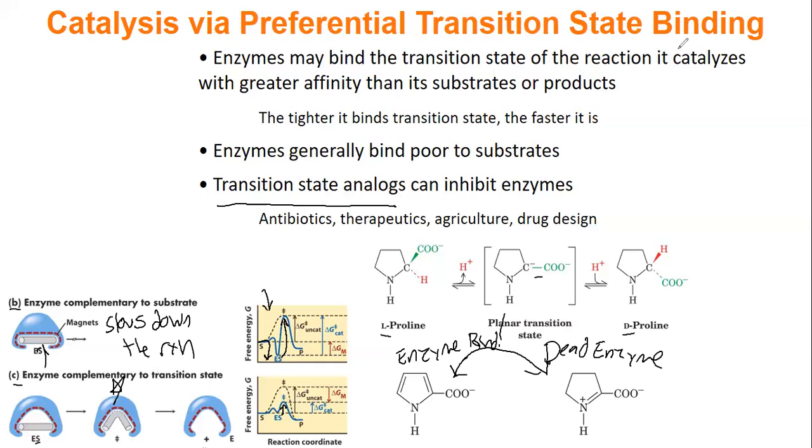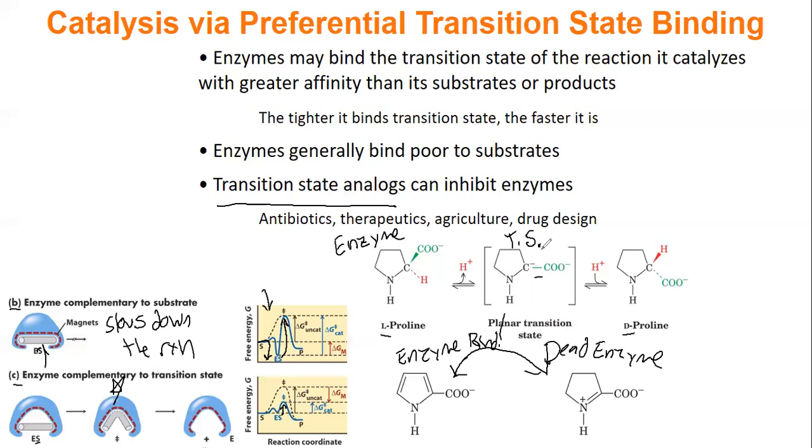What do you mean looks like a transition state? Don't you want the enzyme to bind the transition state? Yes. What I'm saying here is, what if I want to inhibit the enzyme? What if I want the enzyme not to work anymore? So I'm going to create a drug that looks like the transition state of its real chemistry, right? So in the example here of this random enzyme, the normal reaction will make L-proline to D-proline, right? And this is the transition state of that reaction.